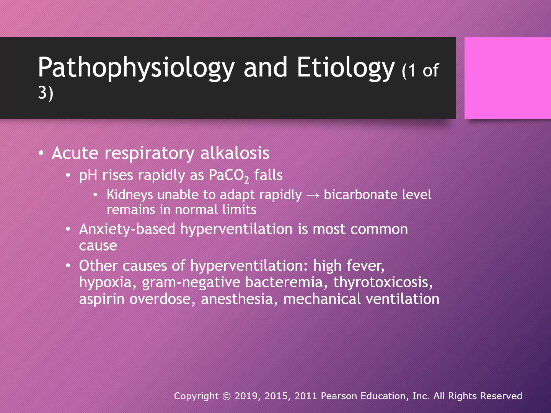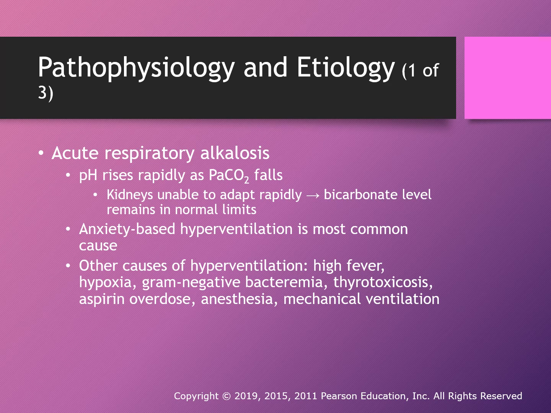Our pathophysiology and etiology. In acute respiratory alkalosis, the pH rises rapidly as the PaCO2 falls. Because the kidneys are unable to adapt rapidly to the change in pH, the bicarbonate level remains within normal limits. So at this point, it's happened so fast, the kidneys do not realize that they need to compensate with the bicarb. So the etiology. Anxiety-based hyperventilation is the most common cause of acute respiratory alkalosis.